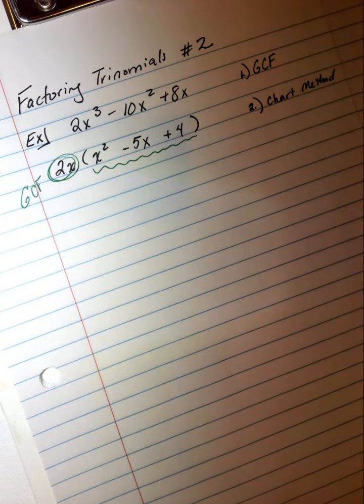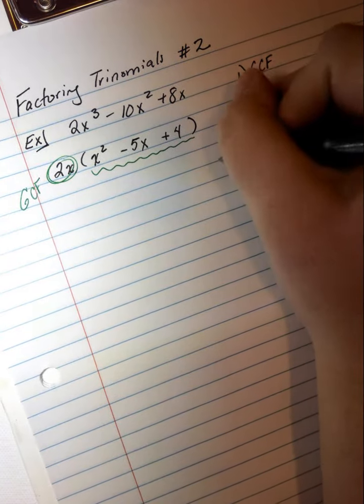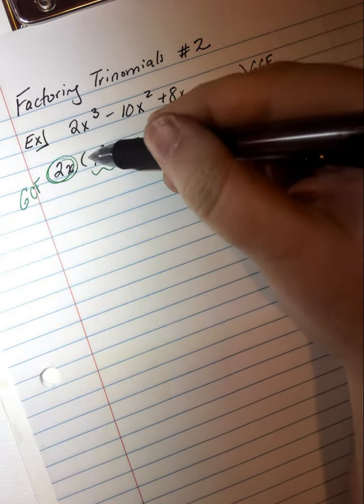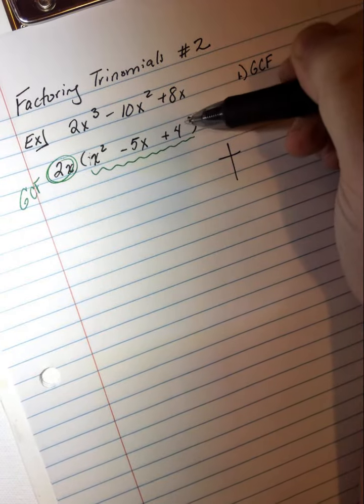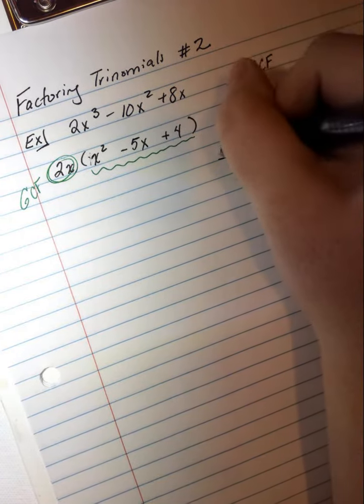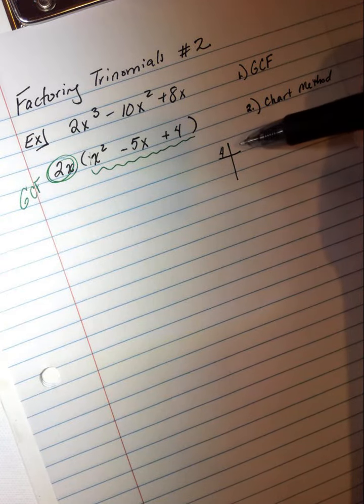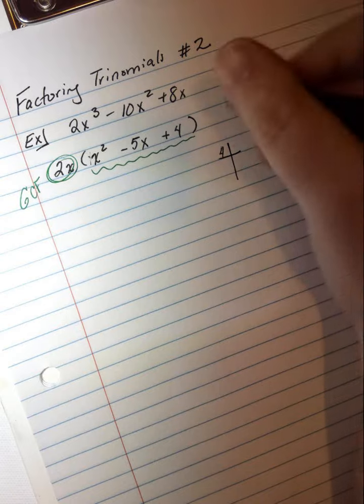Alright, so remember the chart method. Make my chart over here to the side this time. I want the factors of A times C. A in this case is a 1. C in this case is a 4. So 1 times 4 is 4. I like that, small numbers. Now add up to equal B. In this case, B is a negative 5.